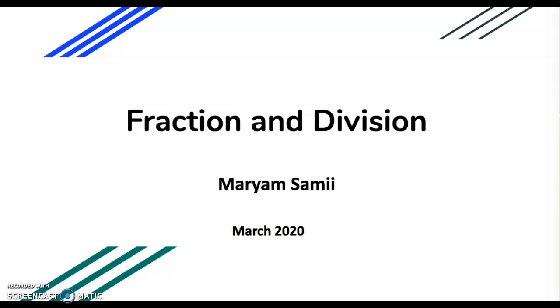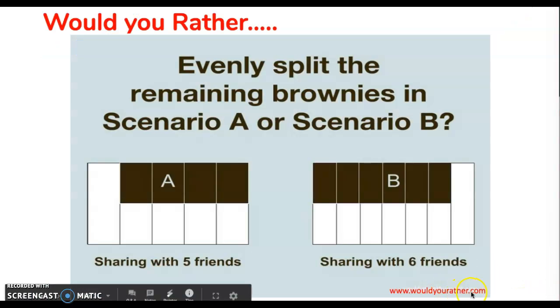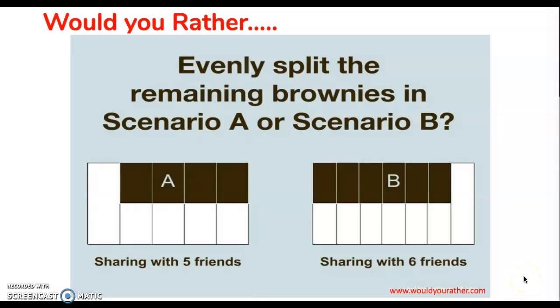For today's lesson, I have chosen a math problem from www.wouldyourather.com. Would you rather evenly split the remaining brownies in scenario A or scenario B?